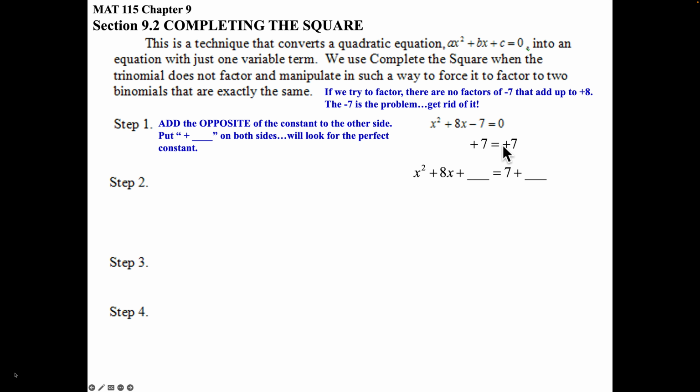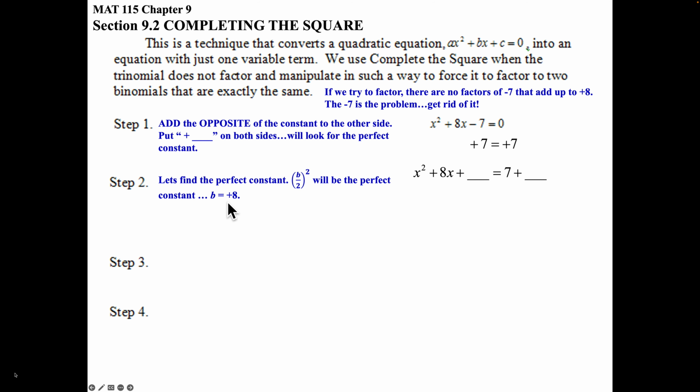But when we add over the 7, I want you to also consider putting in a plus blank on both sides. And these blanks are going to represent the same number, and they're going to be the perfect constant, which means it's going to be a perfect square. Now, how do I find that number? Well, I look at the 8. The 8 is in the location of b. You're going to take the b, divide it by 2, and then square it. This will be your perfect constant.